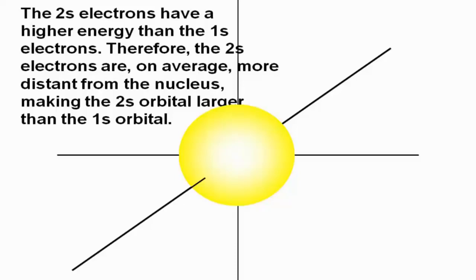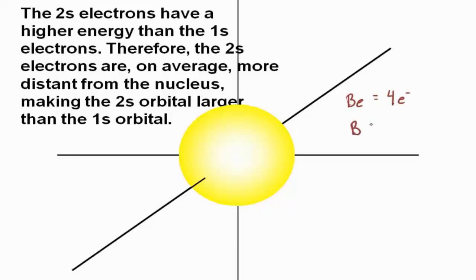We still have the 1s orbital inside of it holding 2 electrons. So with the 2 orbitals we have now, we can have a maximum of 4 electrons. That brings us to beryllium. So beryllium is happy with the 1s and the 2s orbital.